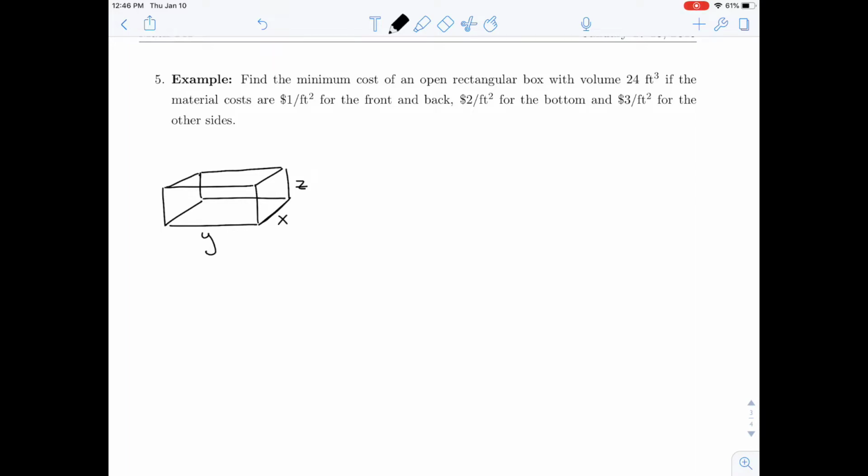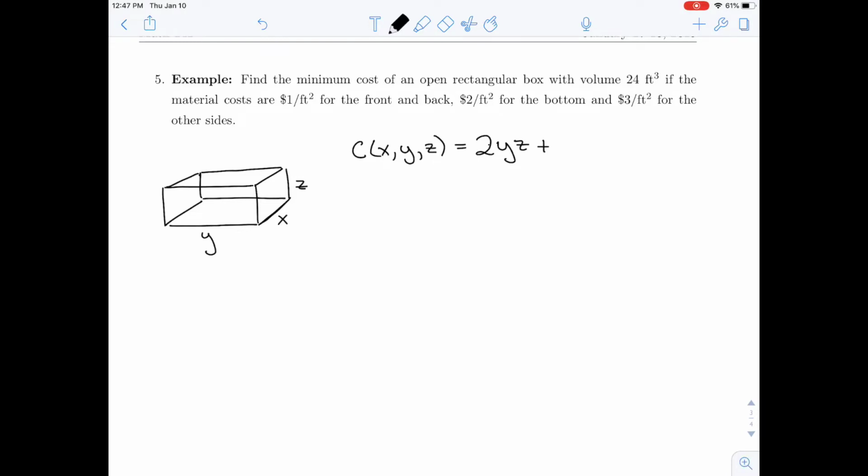So first, we just need to figure out what is the cost of constructing this box as a function of x, y, and z. So it's $1 per square foot for the front and the back. And the area of the front and the back is going to be y times z. So if we're going to do $1 per square foot times yz, that would give us the front, but we also need the back, so we're going to need two of those. Okay, so that's the front and the back.